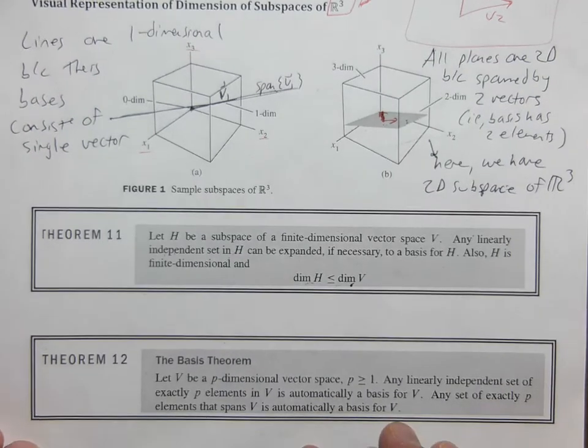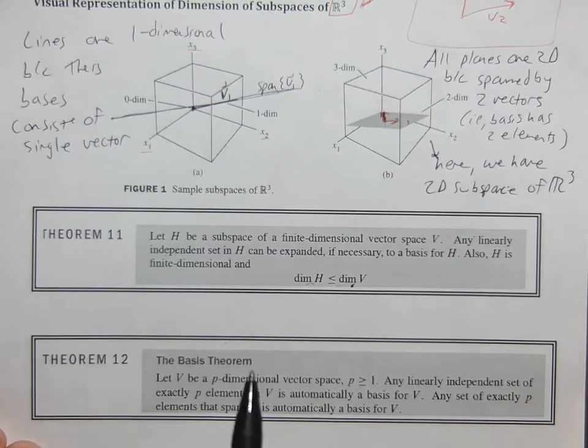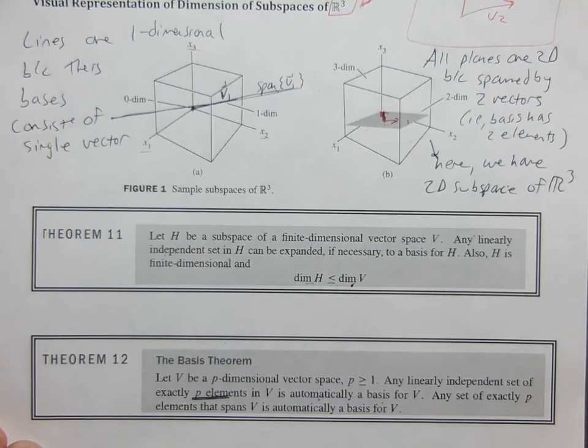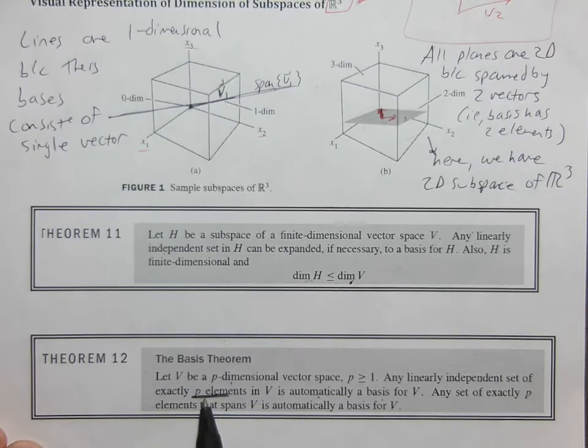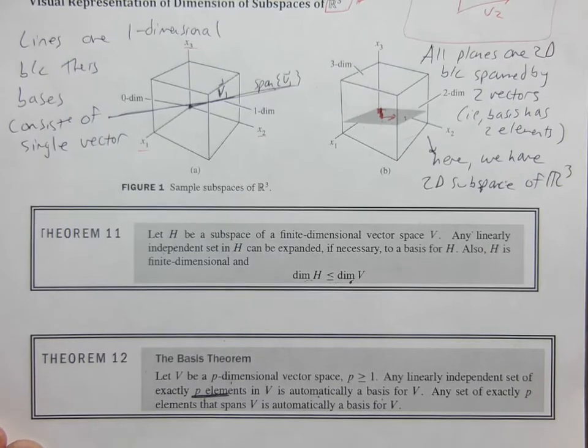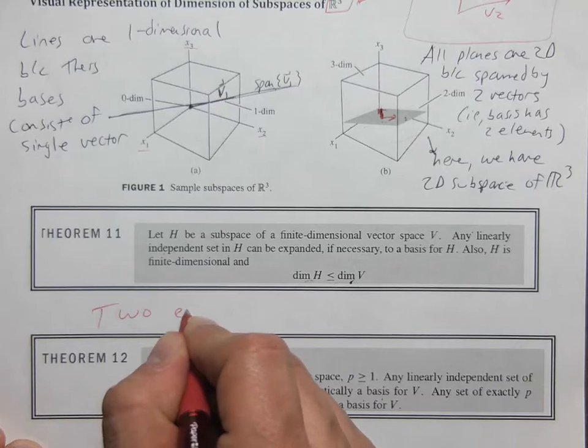And then the second theorem also sort of follows similarly. So let V be a p-dimensional vector space, so it's finite dimensional. Any linearly independent set of vectors in that space, of p elements, is automatically a basis. And so it's saying if we're p-dimensional, we know we have p elements in the vector space, and so if we have p elements and they're linearly independent, then it automatically satisfies the things that are required to be a basis.